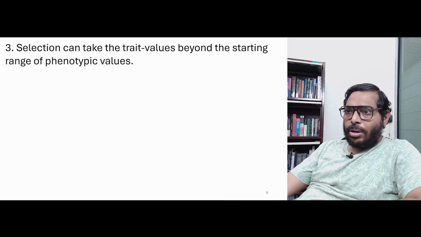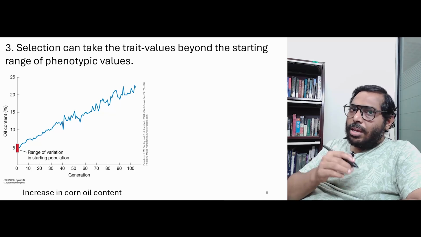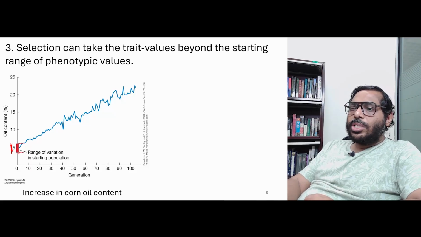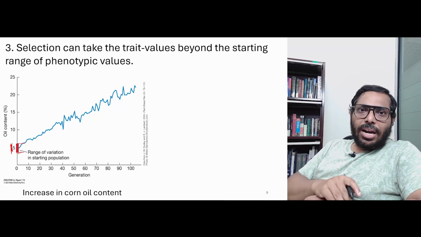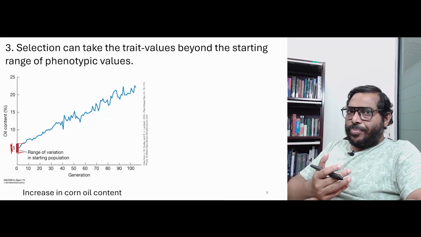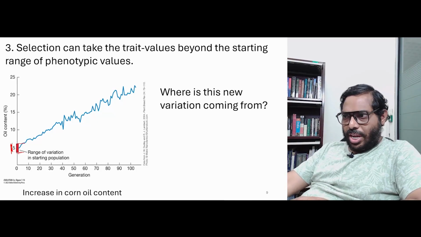However, if you remember just a few minutes back, we saw the example of the increase in oil content in the Illinois experiment. In this particular case, if you paid close attention, this red thing shown over here shows you the range of variation in the starting population, and yet very obviously the population has gone way past that starting range, right. So, obviously new phenotypic variation has come. Where is this variation coming from? There are two major sources of this variation.